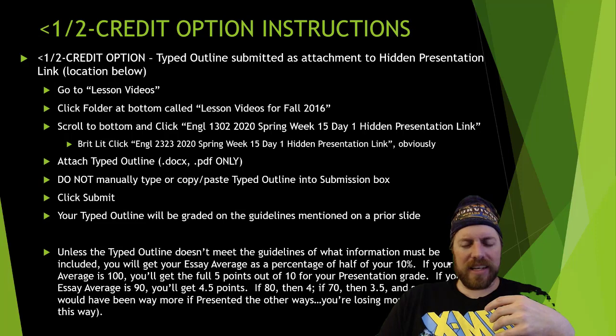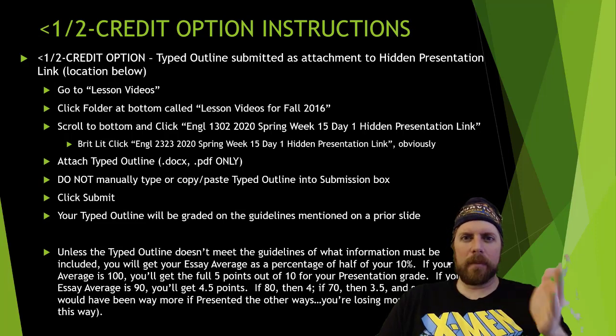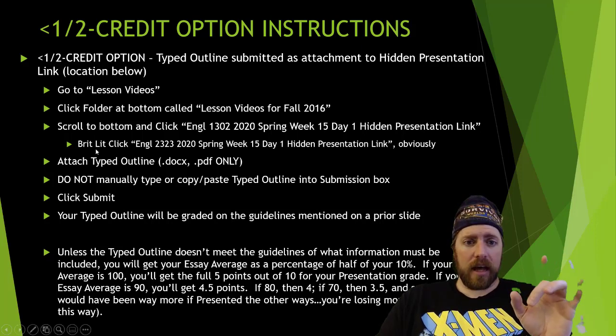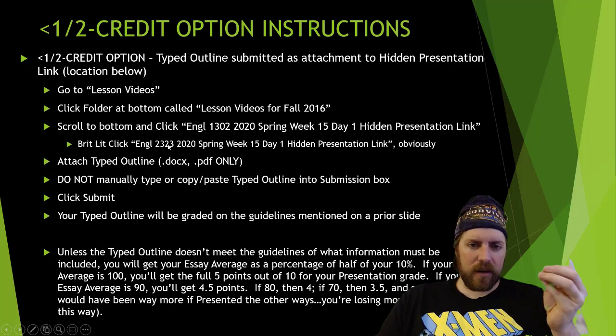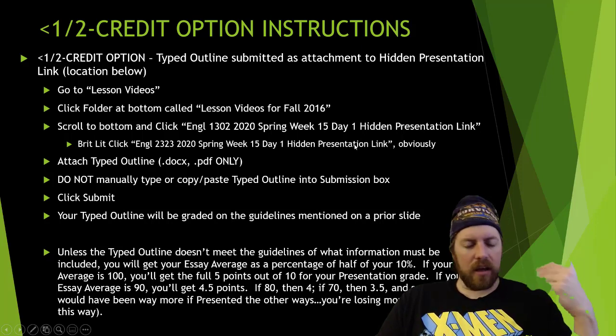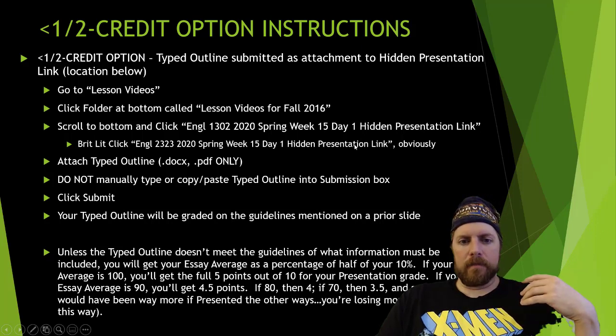And then if you do the less than half credit option, here's the thing. You're going to submit a typed outline. That's it. I'm going to be very scrutinous of this outline. Oh, and by the way, if you're in a Britlit class, it's going to obviously be English 2323 hidden presentation link at the bottom of that folder, obviously, but just in case you didn't know.